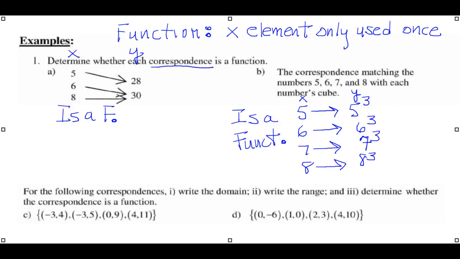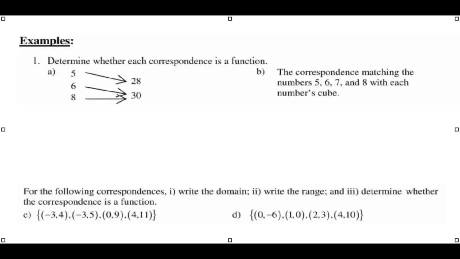Now, let me clear this, and I'm going to just change one thing. I'm going to say that this 5 here now, I'm going to put another arrow. Now that wasn't there originally. I'm putting this extra arrow in. So here we have the 5 going with the 28 and the 5 going with the 30 also. So would this, in this condition, be a function? Well, the 5 is used twice. So then in this condition, this would not be a function. Okay? Let's go on.